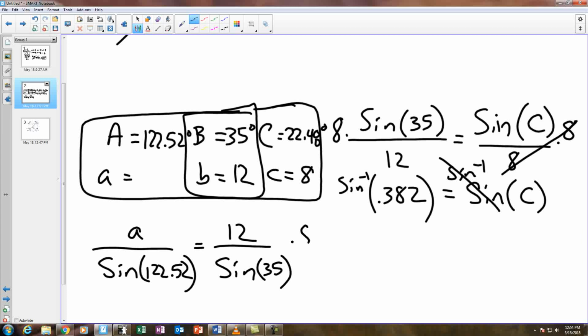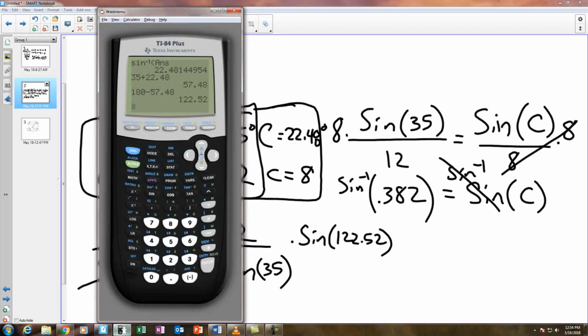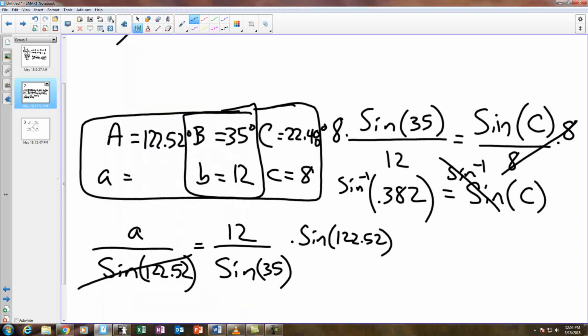Again, I'm going to multiply by the sine of 122.52, because that's what I would do to cancel this on the left-hand side. Well, a then ends up completely alone. So if I calculate this, it's 12 divided by the sine of 35 times the sine of 122.52. I'm going to get 17.64. And I am done. There's all the information about the triangle, A, B, and C.